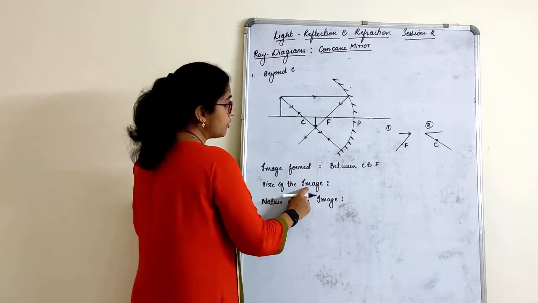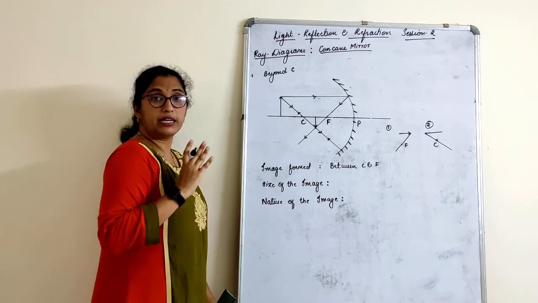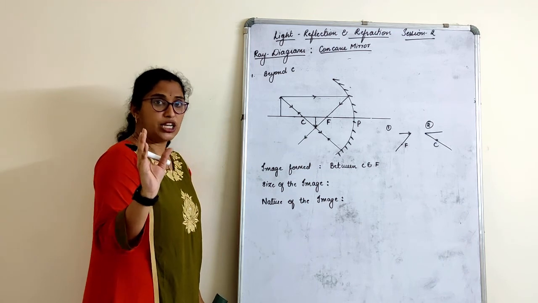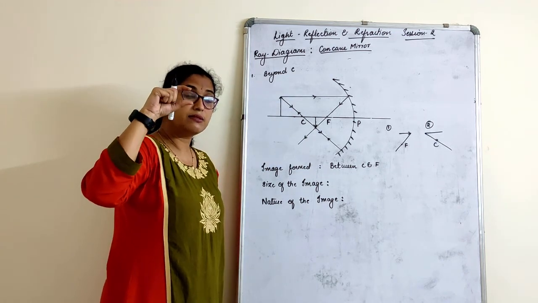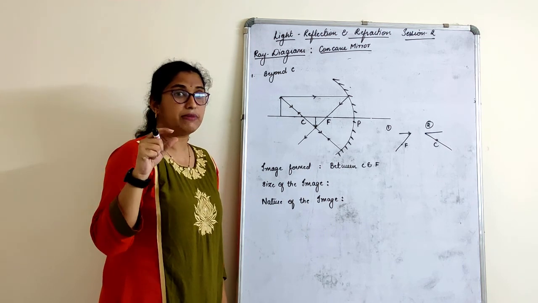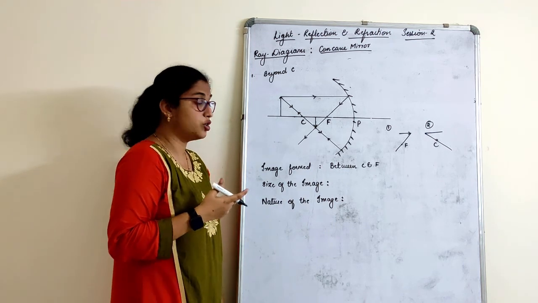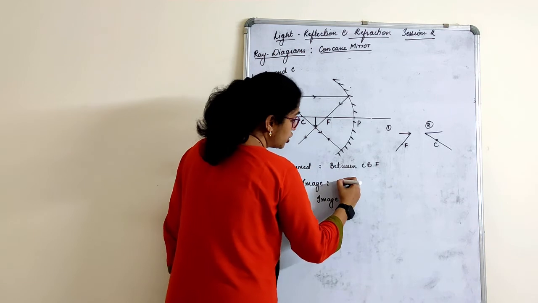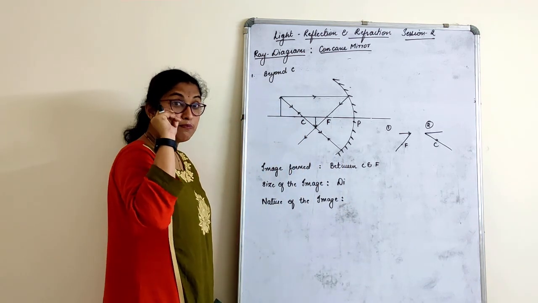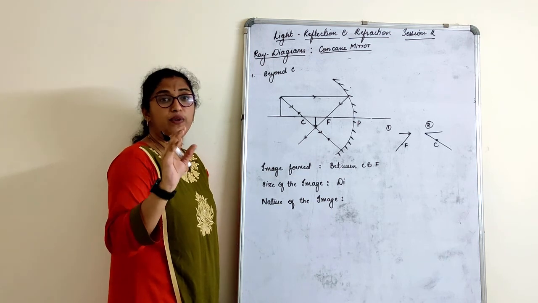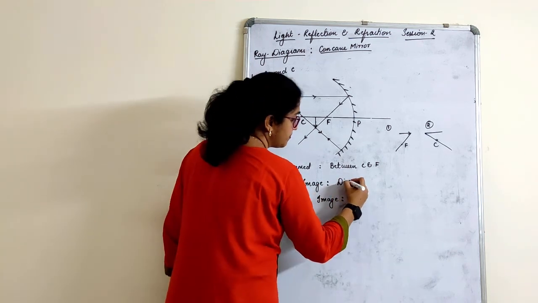Okay? Size of the image. You tell me by looking at this. Everybody will get this shape, this size only. This was my object size. This is my image size. Is the image size similar to the object? No. The size of the image is diminished. Highly diminished, right? It is a point size. Diminished when? When it is small.